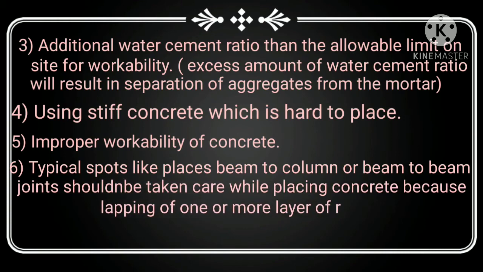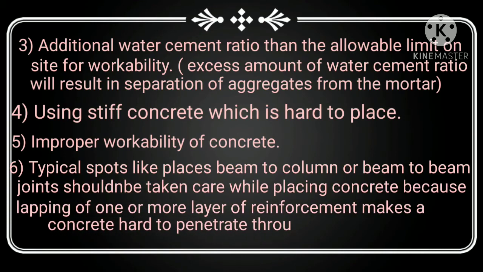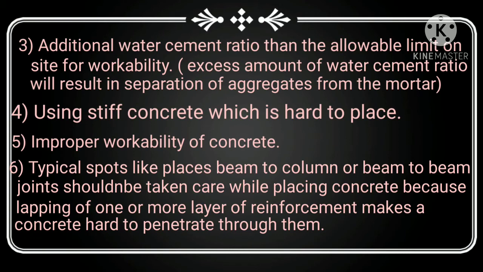typical spots like beam to beam, beam to column or column to beam joints should be taken care of while placing concrete, because lapping of one or more layers of reinforcement makes it hard for the concrete to penetrate through them.